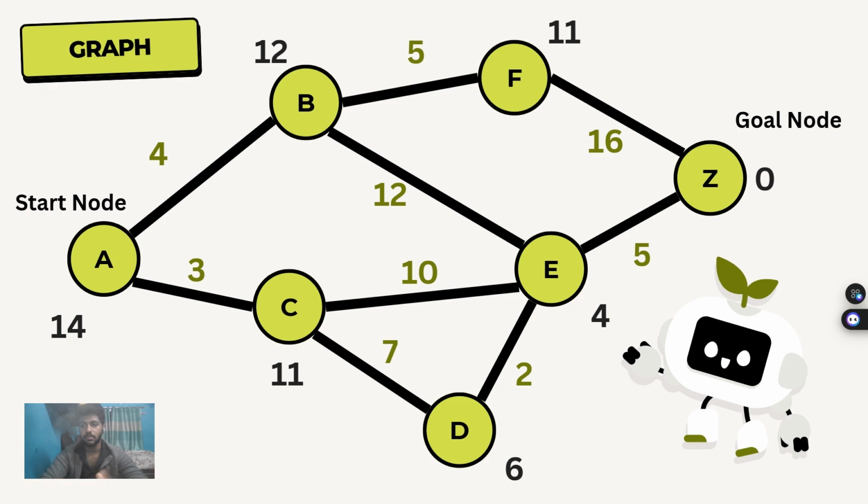And for the goal node, the h of n value is 0 because we have reached our goal state. There is no cost between the current node and the goal node. If I am at the 10th node, then 10 minus 10 is 0 for the goal node.